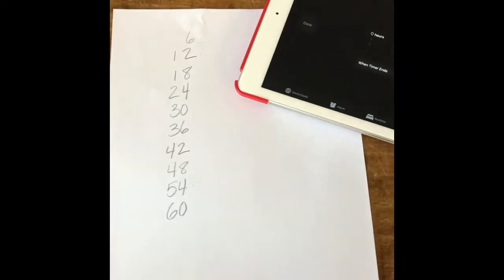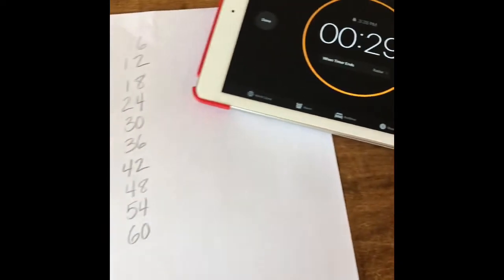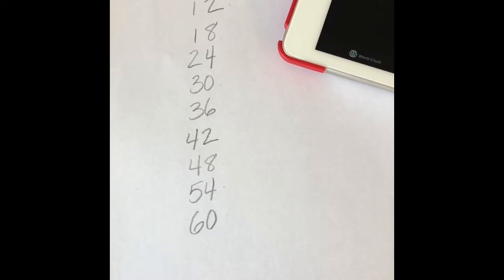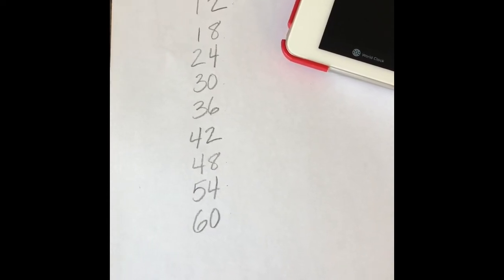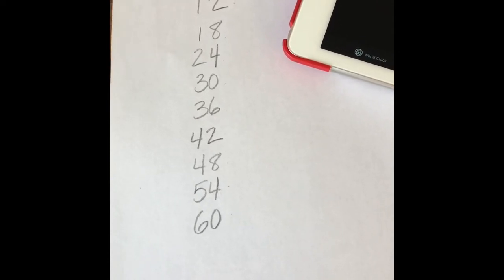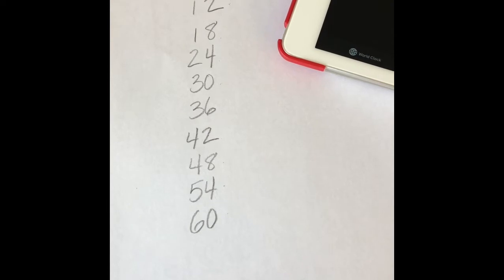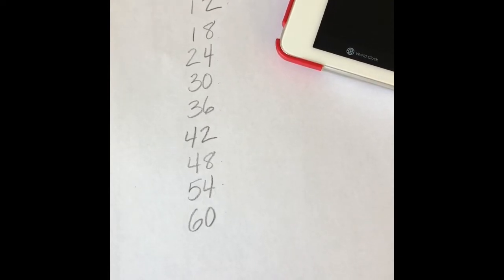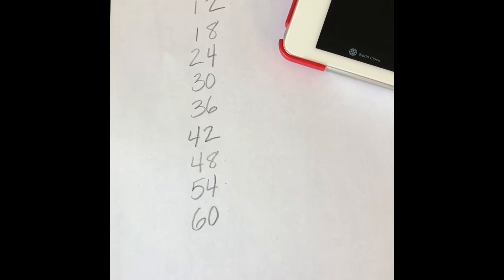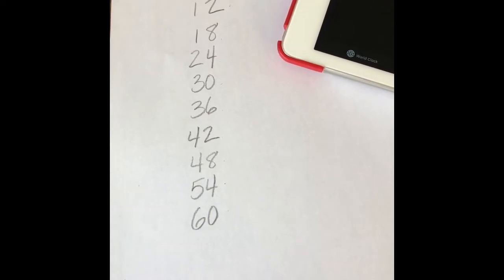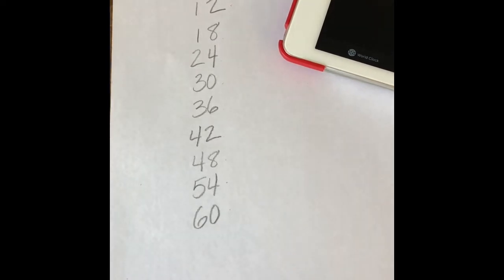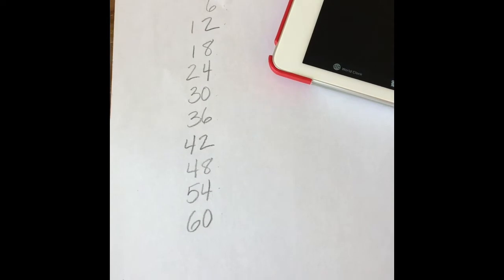I'm going to set a timer here for 30 seconds. I want you to look at those numbers and see if you can think of anything that you see as a pattern or that you see as a similarity between all 10 of those numbers. Something that's the same about those numbers or a pattern in some way. Okay, time's up. So let's start talking about what we might have seen.